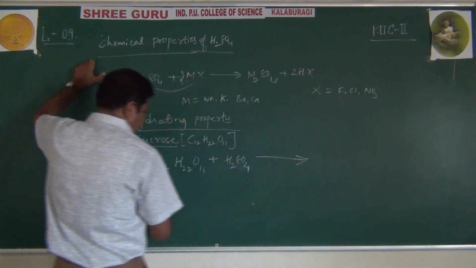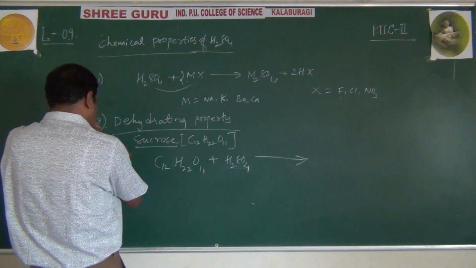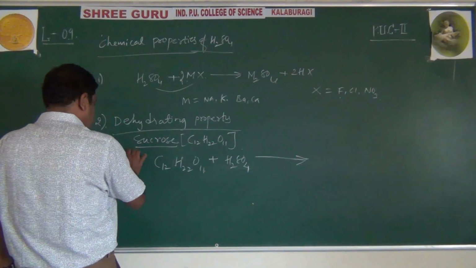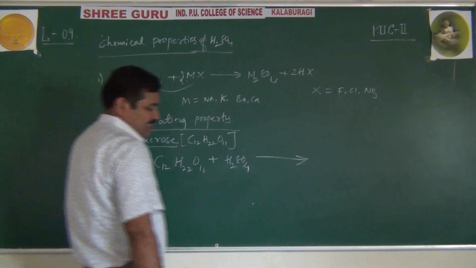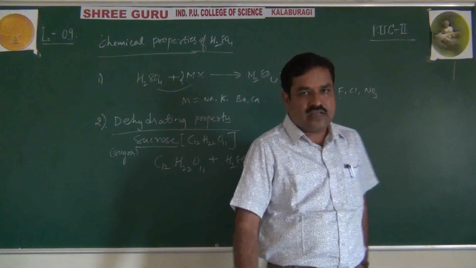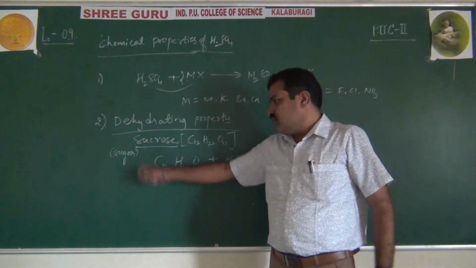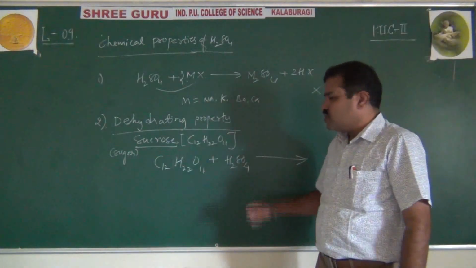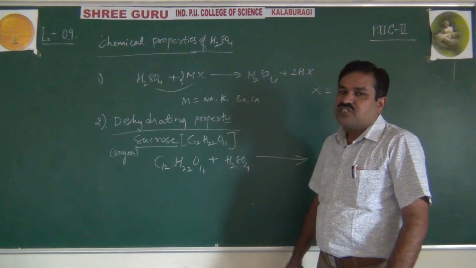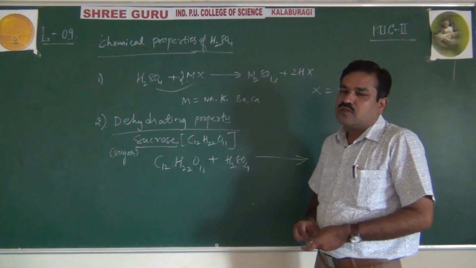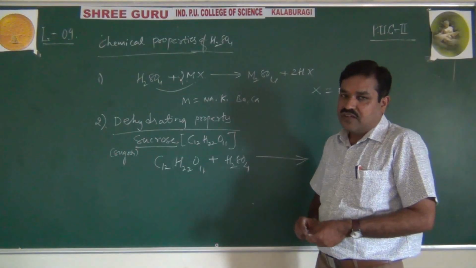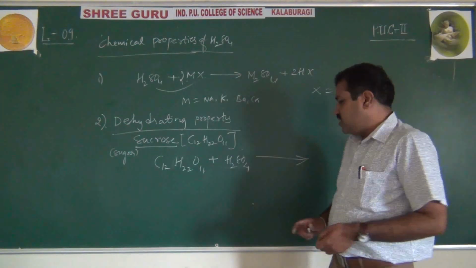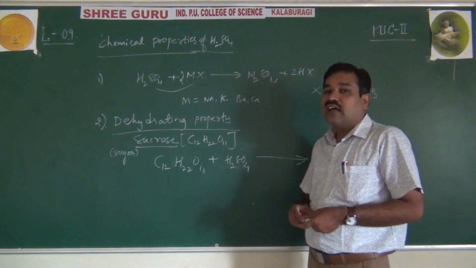It chars the sugar. What we use as sugar in our day-to-day life, in Hindi it is called chini. It's called sucrose. Actually, it is made from cane sugar, because it is prepared from sugar cane juice. That's why it's called cane sugar. Sulfuric acid chars the sugar to black carbon.